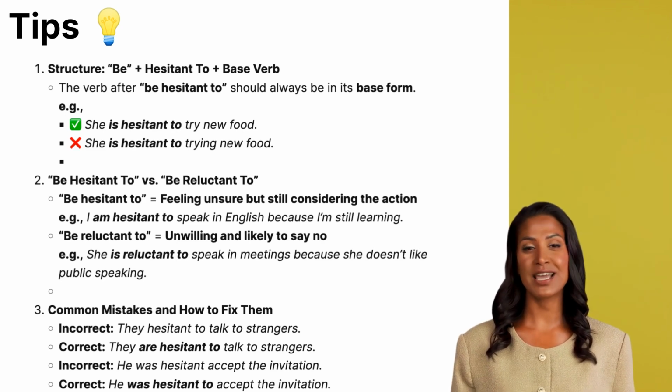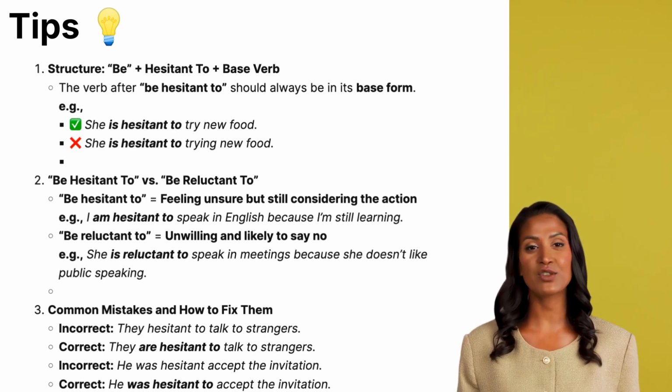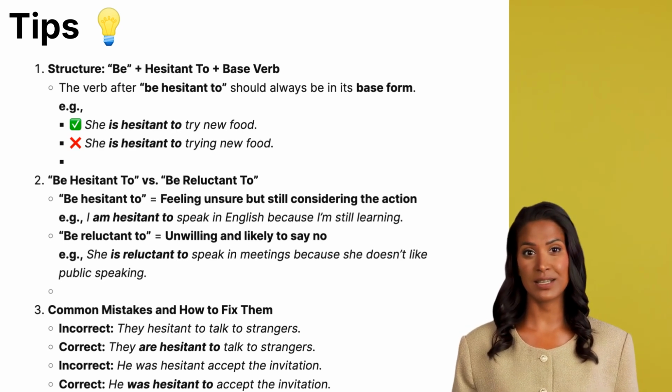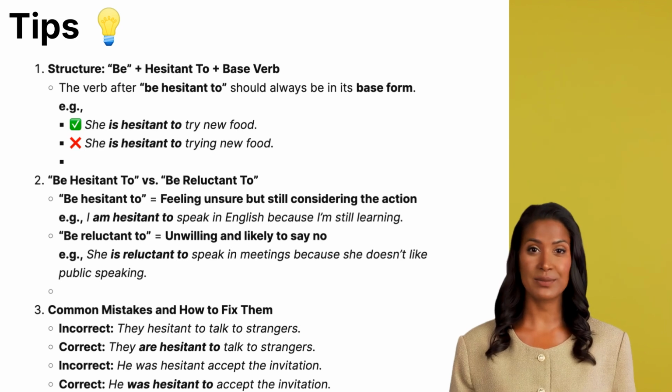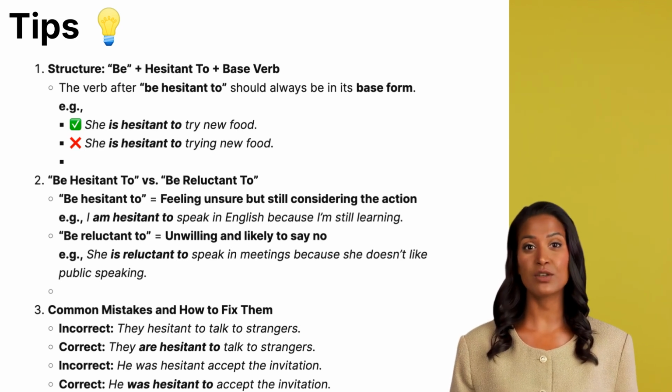Correct: She's hesitant to try new food. Incorrect: She is hesitant to trying new food. More examples: He was hesitant to join the conversation. They are hesitant to make a big decision. Always remember to use the base verb after "be hesitant to."